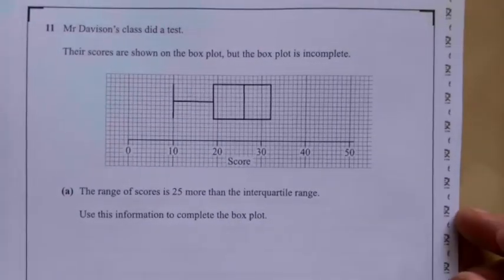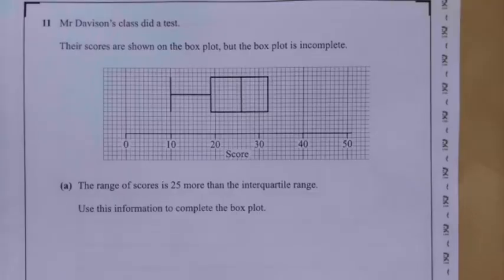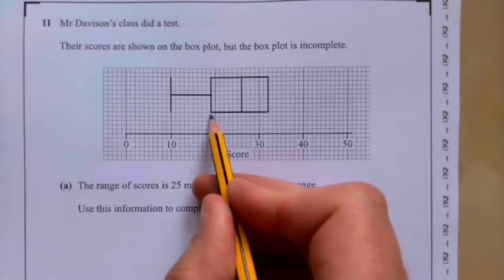Mr. Davison's class did a test. The scores are shown on the box plot, but the box plot is incomplete. The range of scores is 25 more than the interquartile range. Use this information to complete the box plot. So the interquartile range is this distance here.